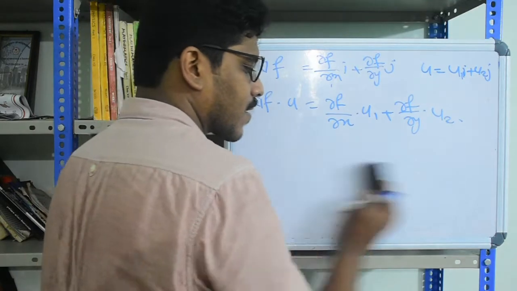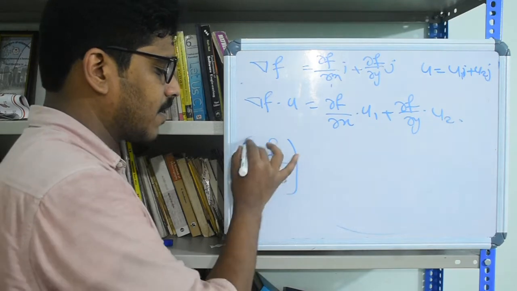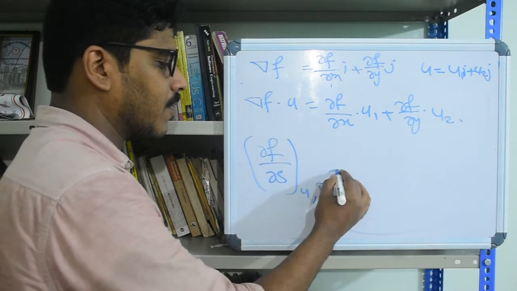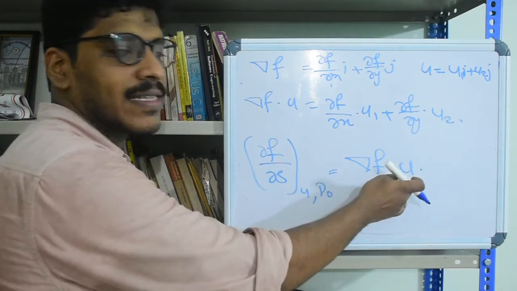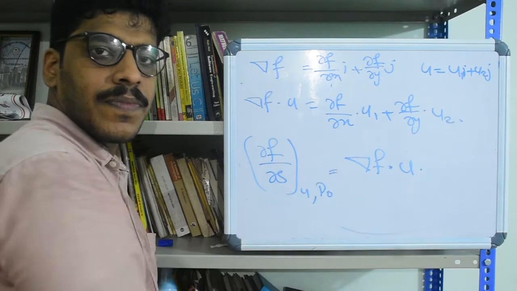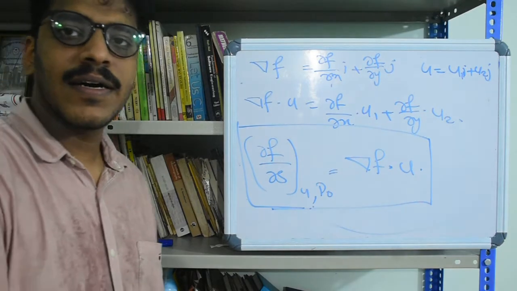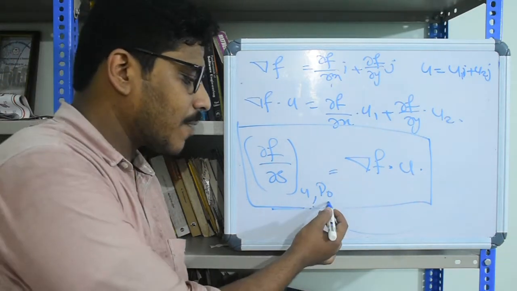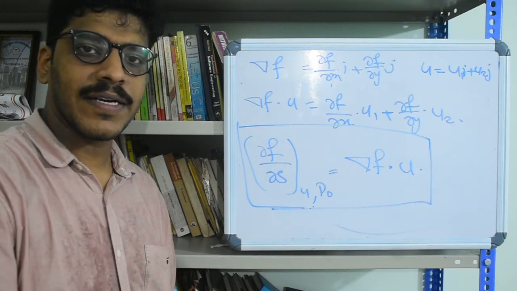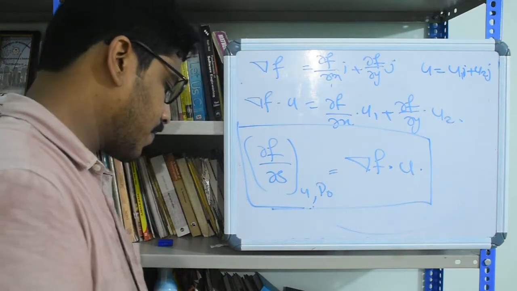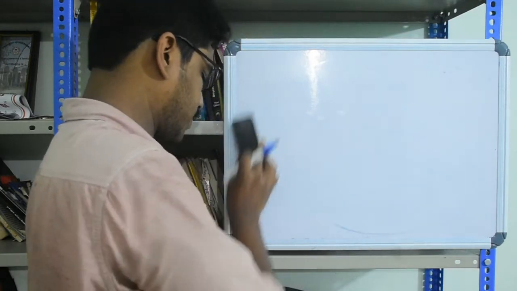From that we can conclude that the directional derivative of f in the direction of u at p naught is the dot product of the gradient and the given unit vector u. Right. So this is how we practically evaluate the directional derivative of a function at any point in the direction of a given unit vector. Right. So we can see an example now. Things will be much more clear when we move to examples.